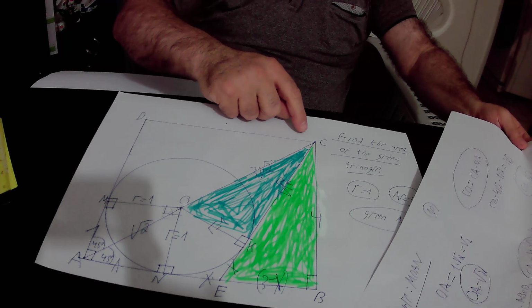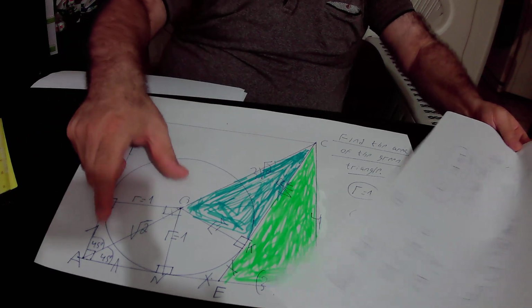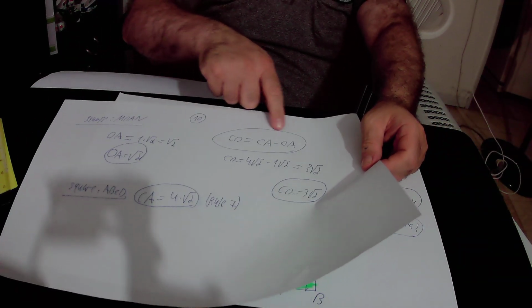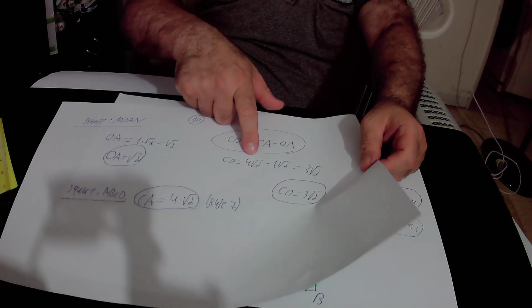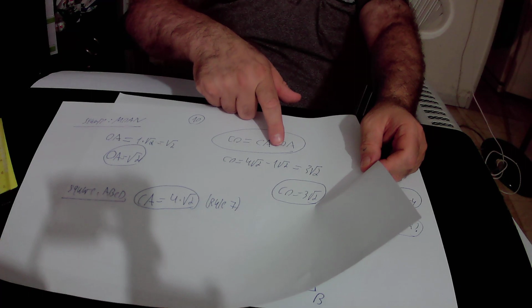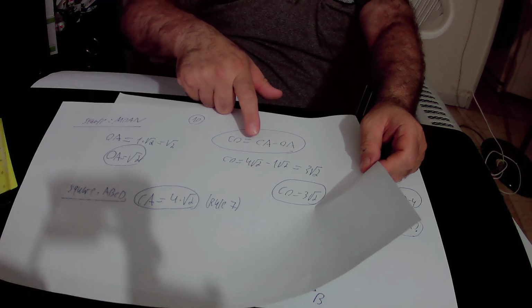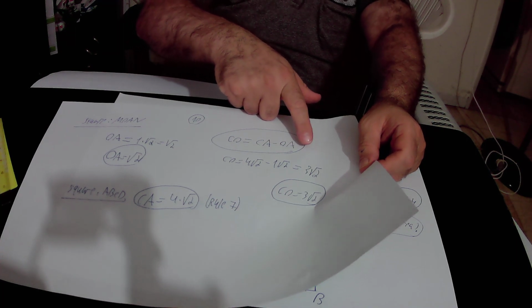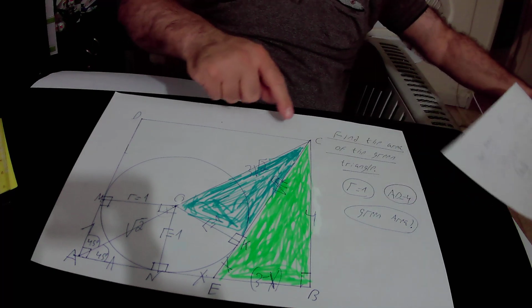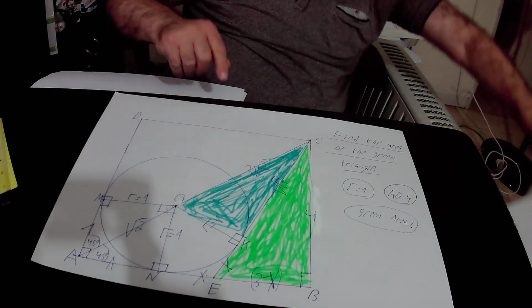CO equals CA minus OA. We have already found out that CA equals 4 times square root of 2 units, and OA equals 1 times square root of 2 units. So 4 times square root of 2 units minus 1 times square root of 2 units is equal to 3 times square root of 2 units. So we found out that CO equals 3 times square root of 2 units.